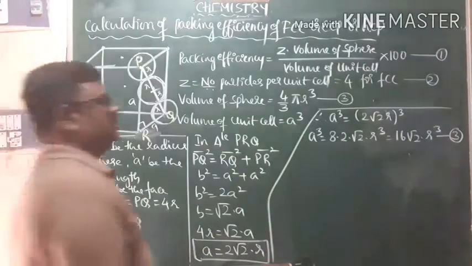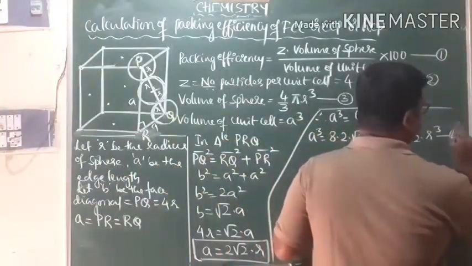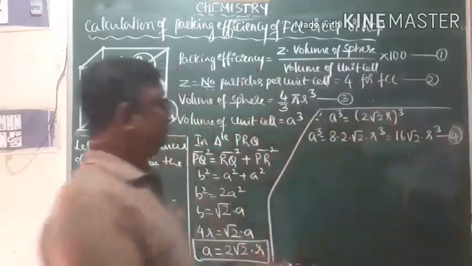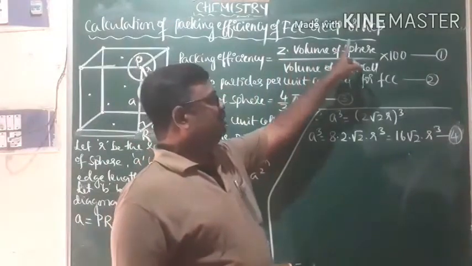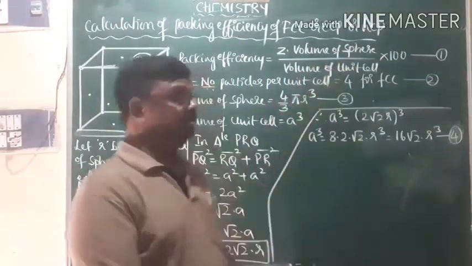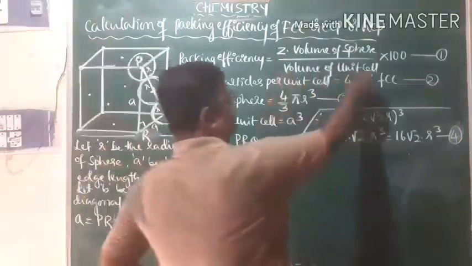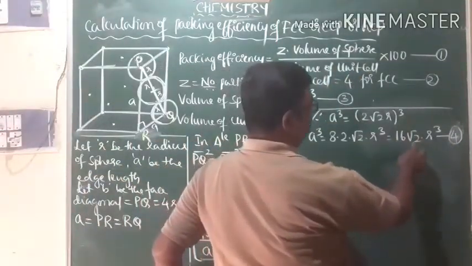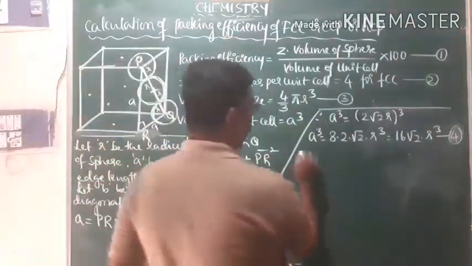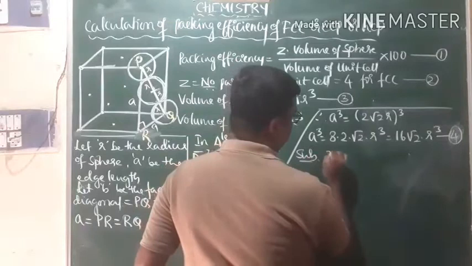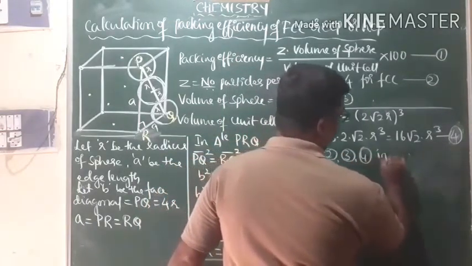Now, you substitute 2, 3 and 4. You call this equation 4. I said that to calculate packing efficiency you need Z, volume of sphere, and volume of unit cell. You know Z and volume of sphere. Now you got volume of unit cell in terms of R, 16 root 2 R cube. Substitute equation 2, equation 3, equation 4 in equation 1.